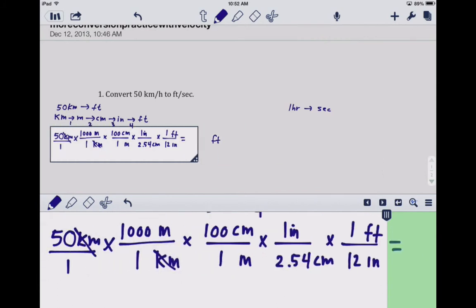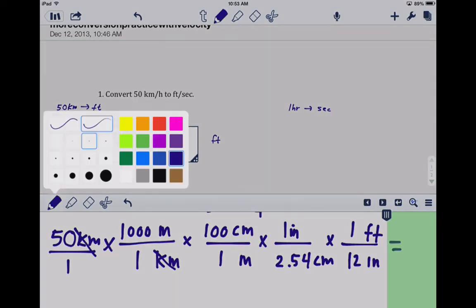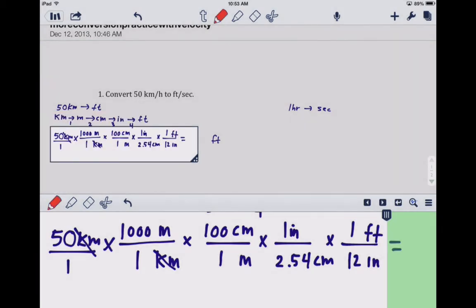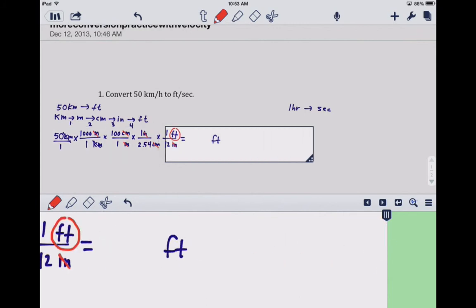Now, if you look at this conversion, notice that each unit that I want to get rid of has the exact same unit on the other side of the fraction. So I've got meters up top, and I can cross it out with meters down below. Centimeters up top, crossed out with centimeters below, inches up top, inches down below, and I get left all alone with feet. And that's what I want for a unit.